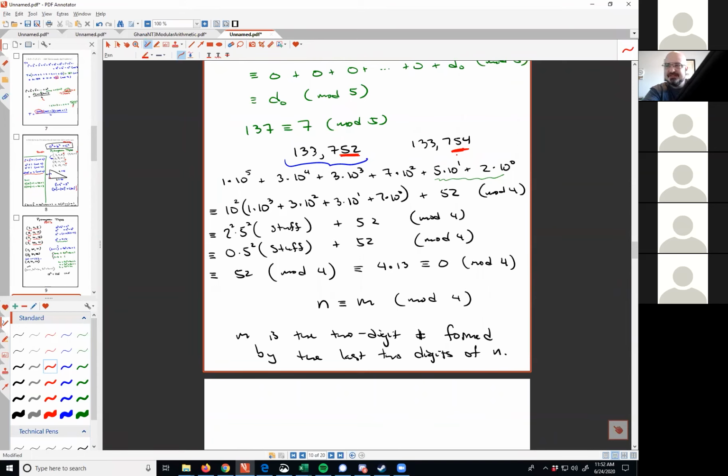Make sense? So essentially, we just have to convert the last two digits into mod 4 every time to find out whether it's a multiple of 4. There you go. That's right.